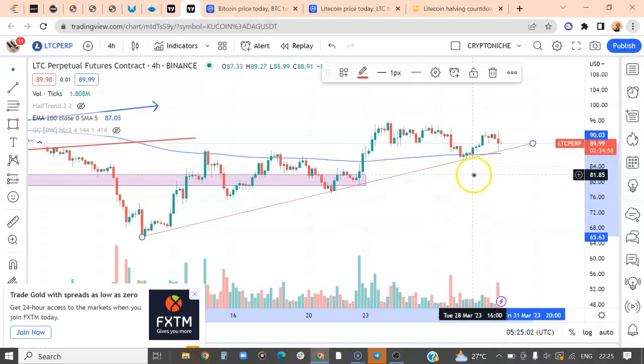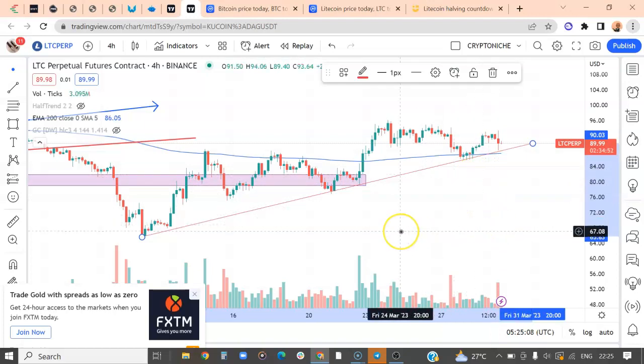And you should manage your risk. Don't overexpose yourself to risk that will weigh your account down so much. So these are things you have to pay attention to.